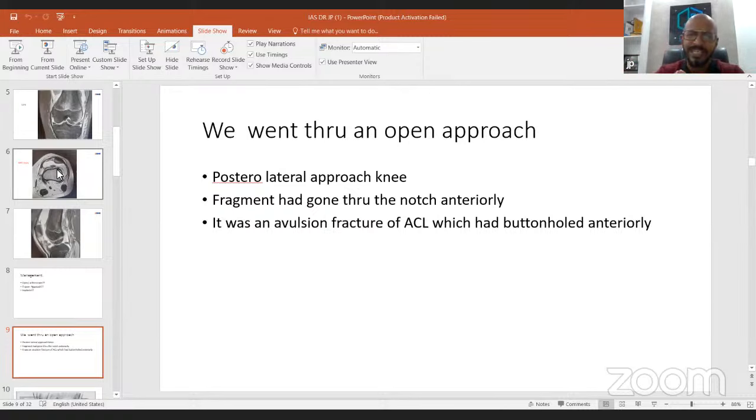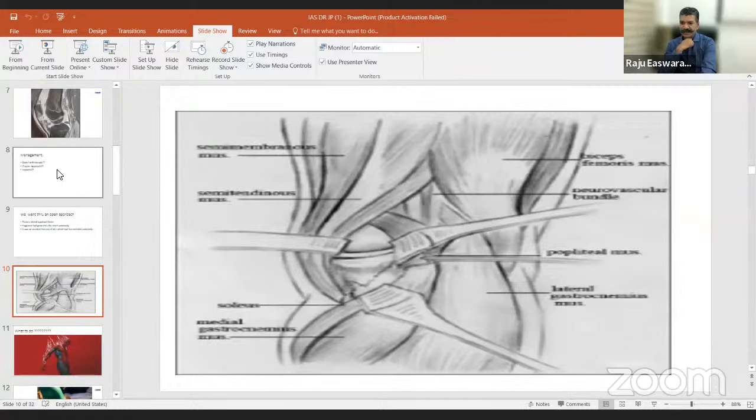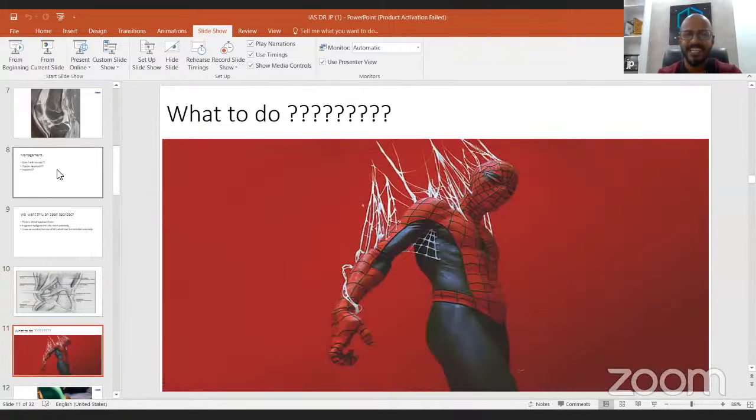So I got there and realized that I can't take the fragment from the posterior aspect, because it is attached to the ACL and has gone through the notch underneath and is stuck anteriorly in the knee. So now you are... The clever person in this room is Karthik then. Yeah, I'll just tell. I was actually stuck. I put the patient prone and did a posterior approach and I couldn't find the fragment because it had buttonholed anteriorly with the associated ACL attached to it. Now what do you do?